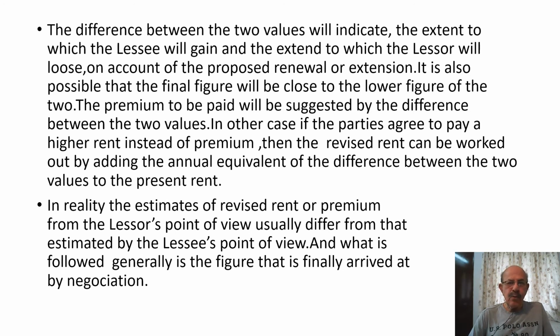The difference between the two values will indicate the extent to which the lessee will gain and the extent to which the lessor will lose on account of the proposed renewal or extension. It is also possible that the final figure will be close to the lower figure of the two. The premium to be paid will be suggested by the difference between the two values. In other cases, if the parties agree to pay a higher rent instead of a premium, then the revised rent can be worked out by adding the annual equivalent of the difference between the two values to the present rent.